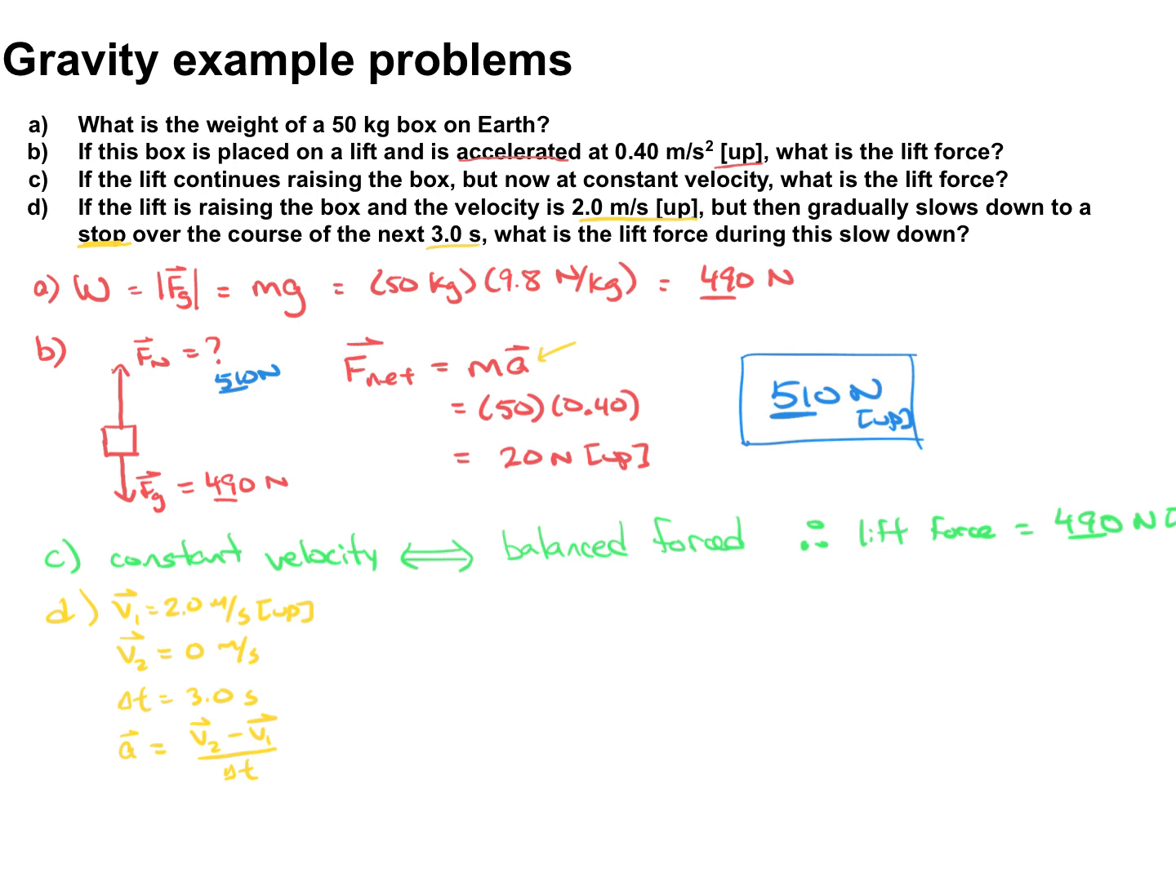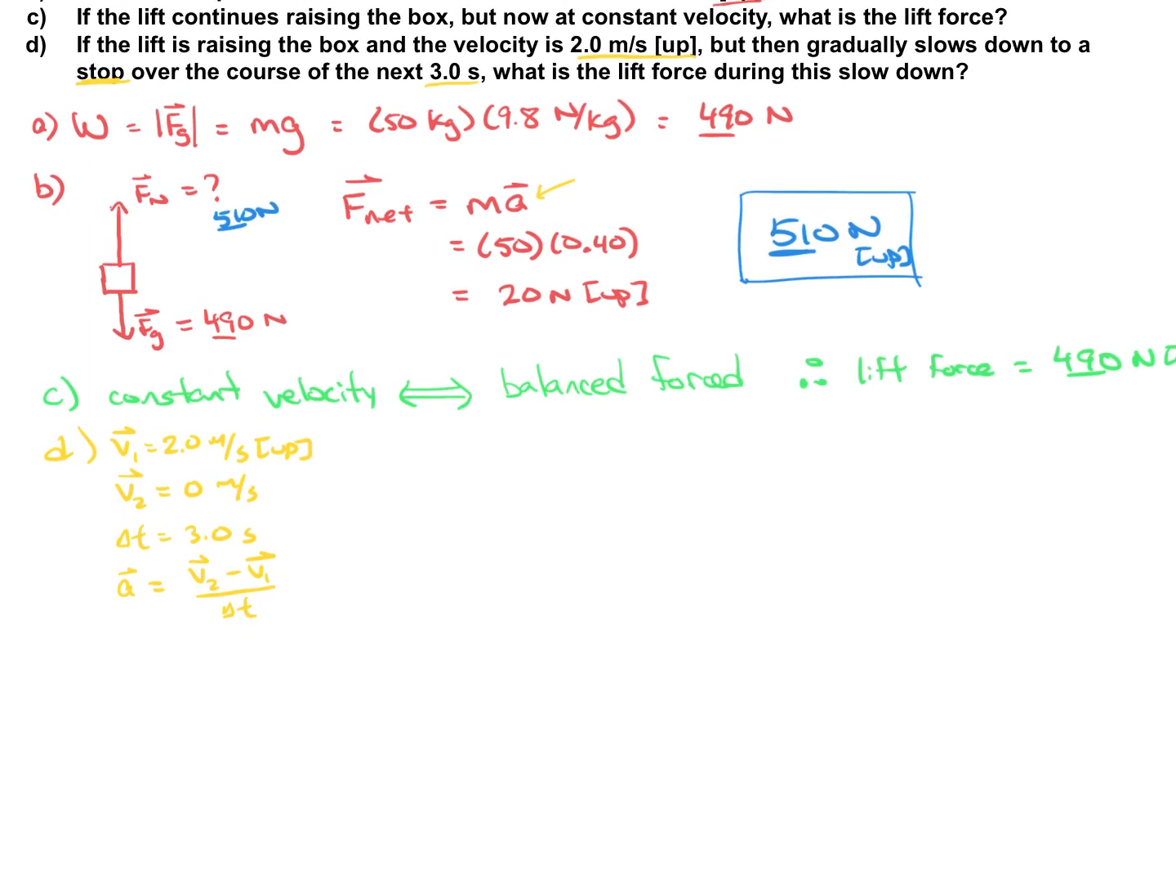So that will be 0 minus 2.0 over 3.0, which gives negative 0.6 repeated meters per second squared up. So negative 0.6 repeated meters per second squared up.